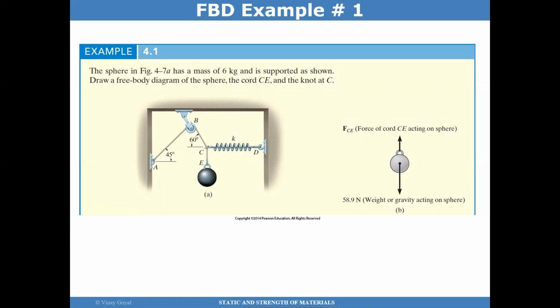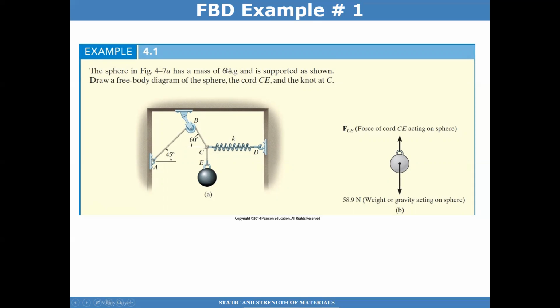The cord and the knot. So we want to draw one for the sphere now. So let's do that. I'll isolate the sphere, draw it by itself, and then I look at what's acting on that sphere. I have a tension load that's acting from that cable, CE. So I'll apply a force FCE in that direction because it's in tension. And then I have the weight or gravity of the sphere.